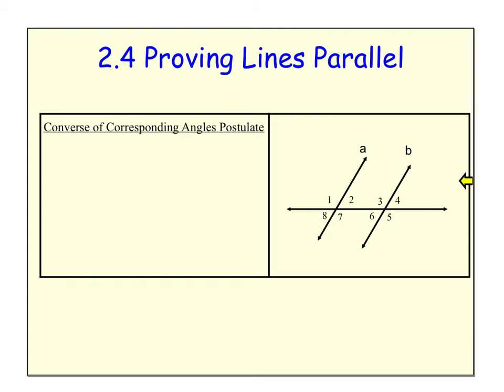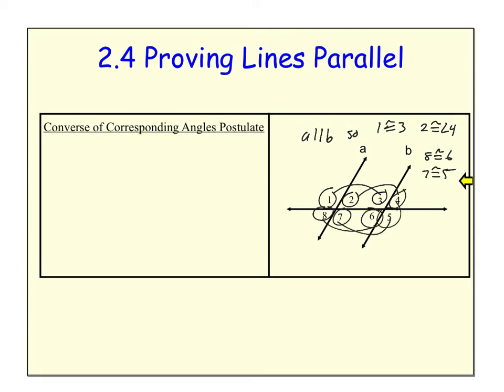So here, the converse of the corresponding angles postulate says this. Previously we said line A is parallel to B. So 1 is congruent to 3. Those are corresponding. 2 would be congruent to 4. 8 would be congruent to 6. And 7 would be congruent to 5. We would say, because these lines are parallel, all of this happens. So this was the big concept.